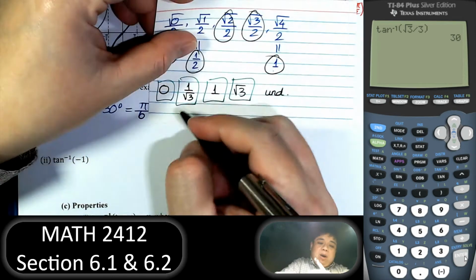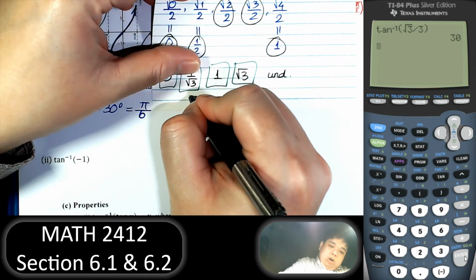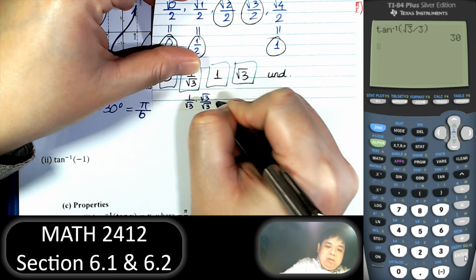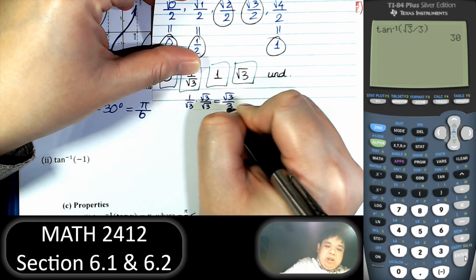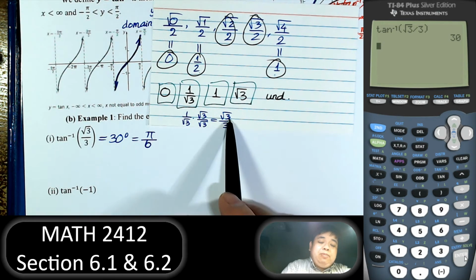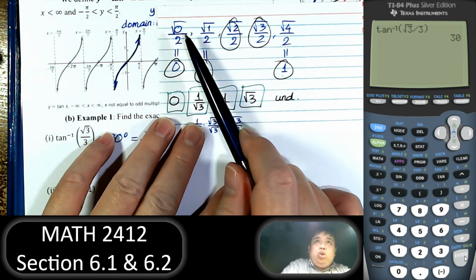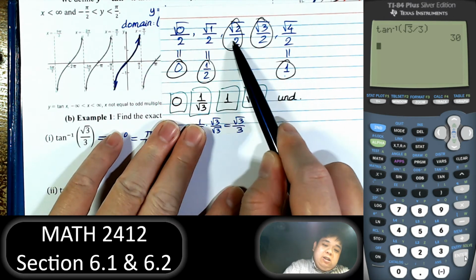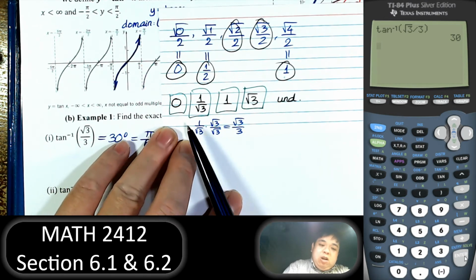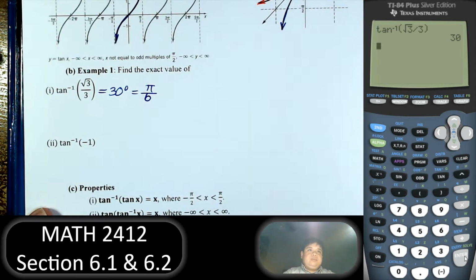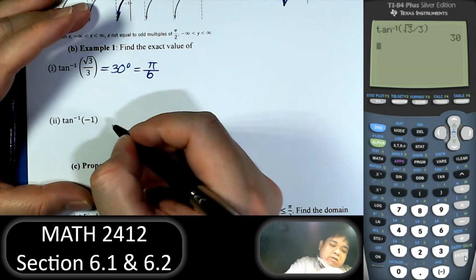Right. By the way, for 1 over square root of 3, we can multiply square root of 3 top and bottom to have square root of 3 over 3. If we want to rationalize the denominator, we do that. But you should recognize the special values for sine or cosine, and special values for tangent or cotangent. Now, what is tangent inverse of negative 1?